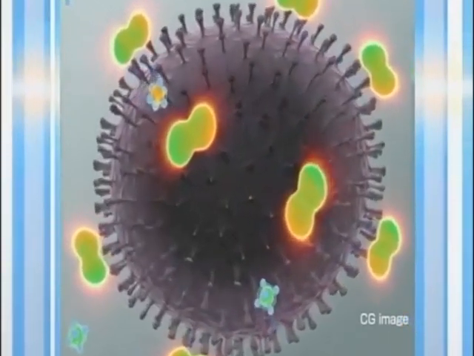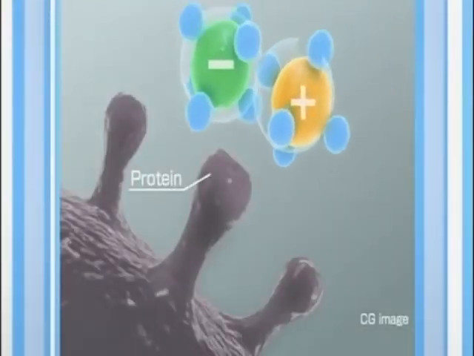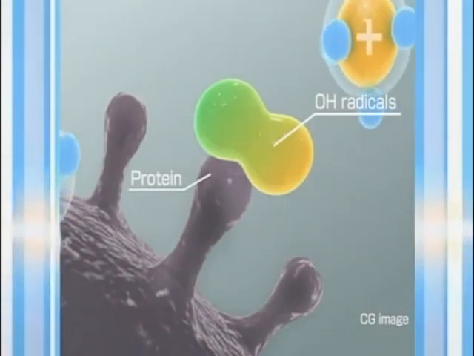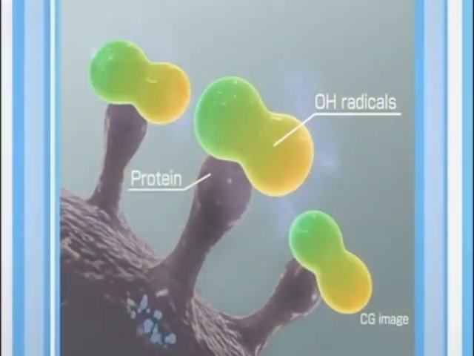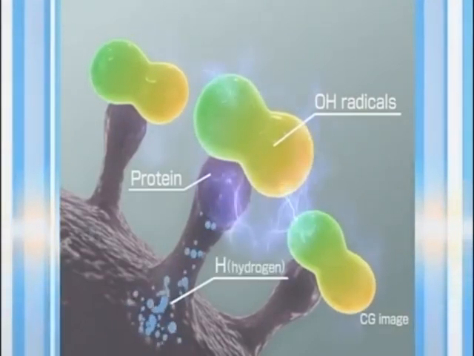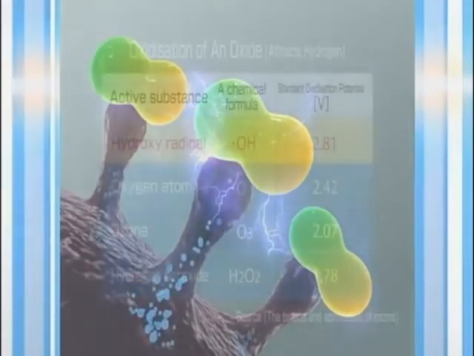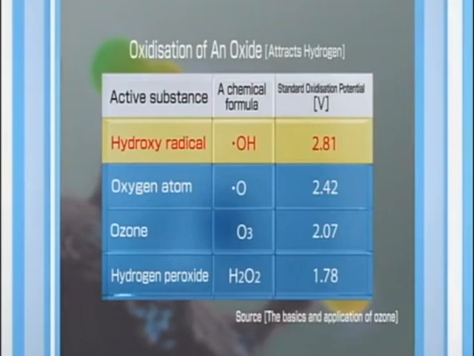When two ions stick to the surface of a virus, they transform into a highly oxidizing OH radical and draw out the hydrogen from the protein of the spike-shaped virus. OH radicals exert the strongest attractive force on hydrogen out of all the oxides.